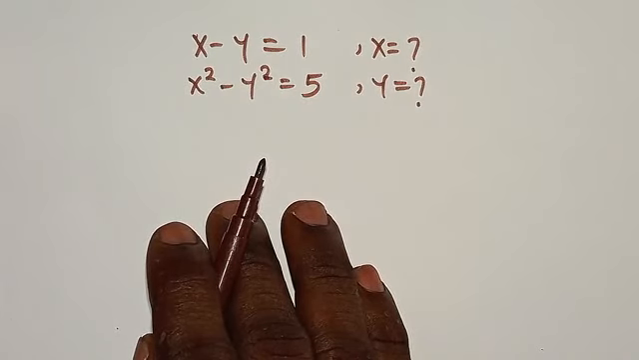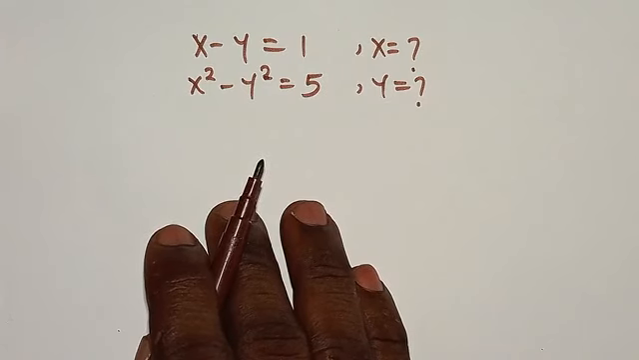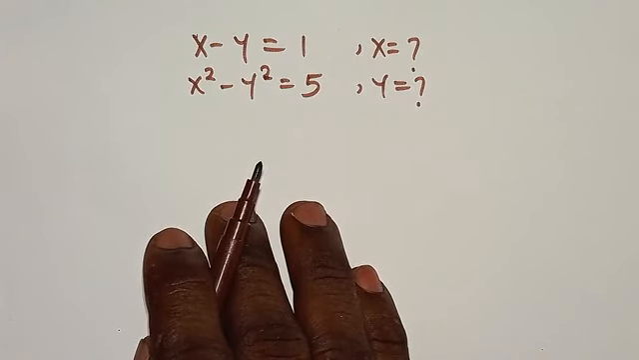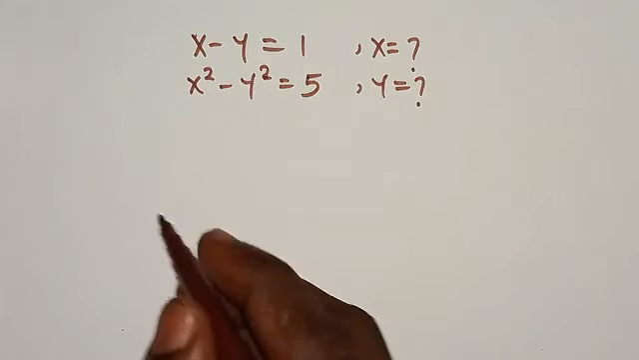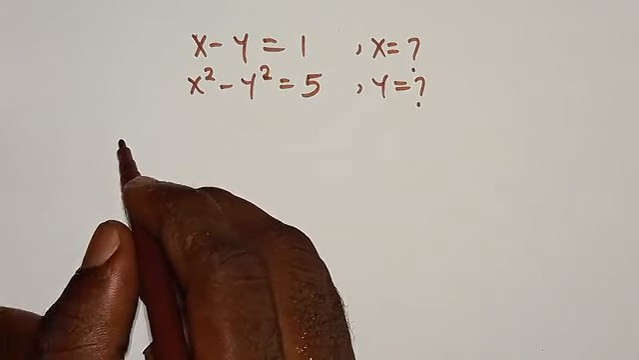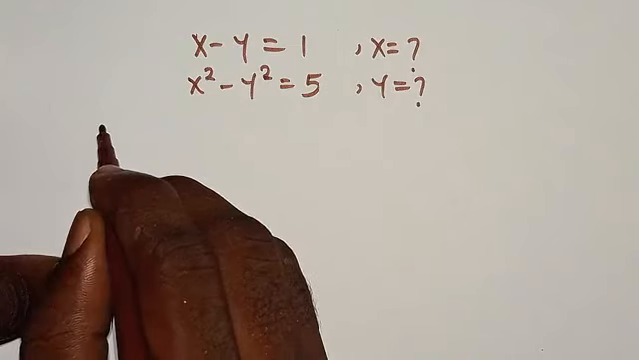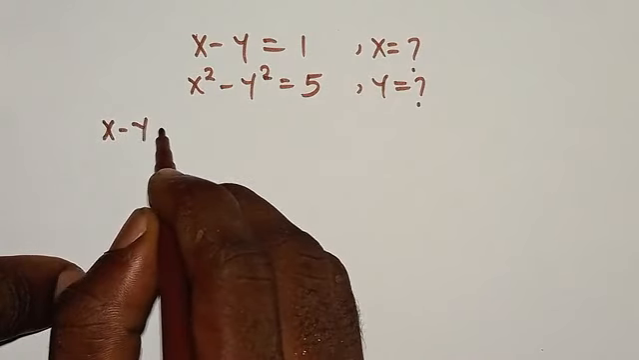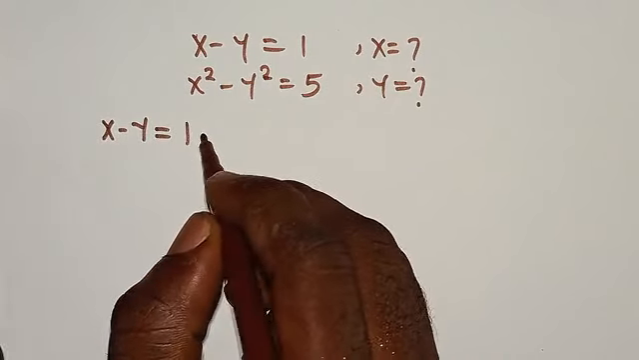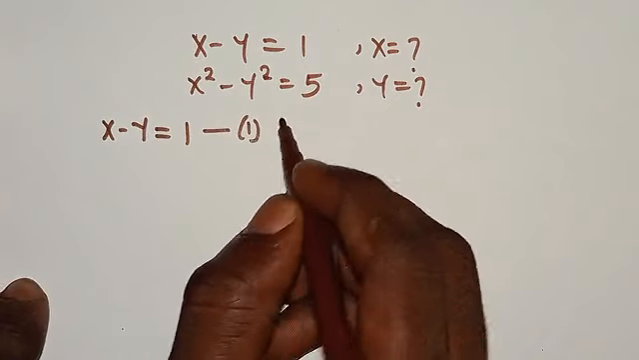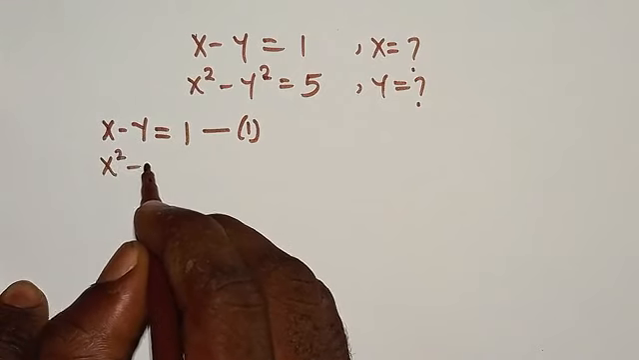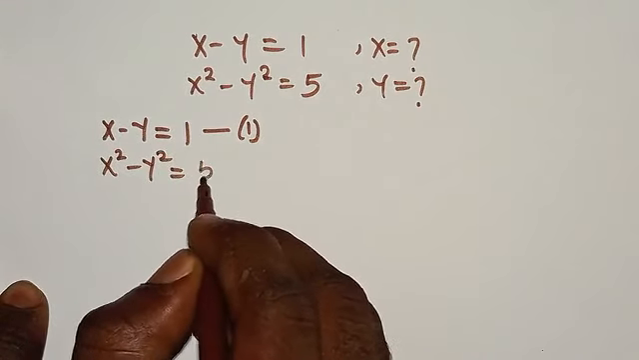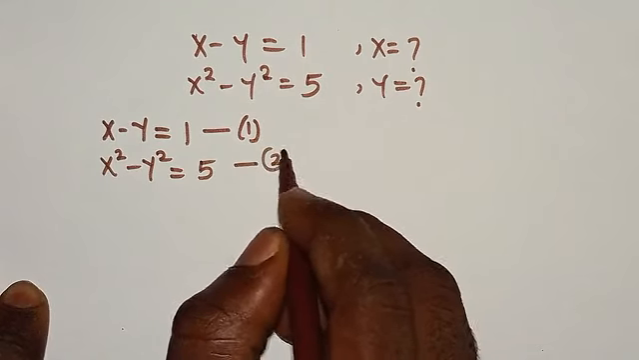In today's tutorial, we are going to be solving this system of linear and quadratic equations. I would like you to stay focused and see what we are going to do. So now, permit me to start like this. I have x minus y equals 1 to be equation 1, and I have x to the power 2 minus y to the power 2 equals 5 to be equation 2.